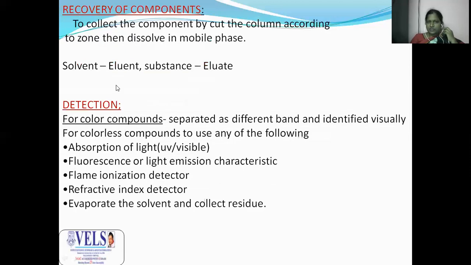Under recovery of components, the components are recovered according to the color zone of your adsorbent or the color of your eluent solution. The next step is detection. The components are detected using chemical tests or color reactions, or sometimes instrumental methods like UV spectroscopy, visible spectroscopy, or spectrofluorimetry. The type of method is used to detect the components present in the separated solution.